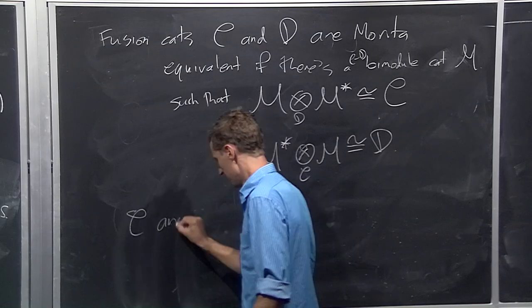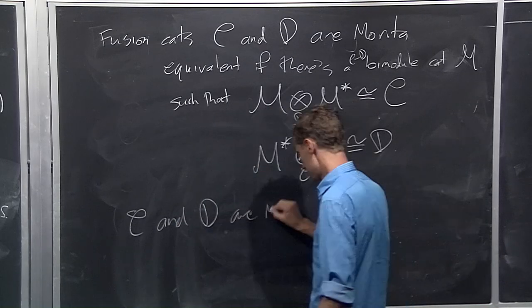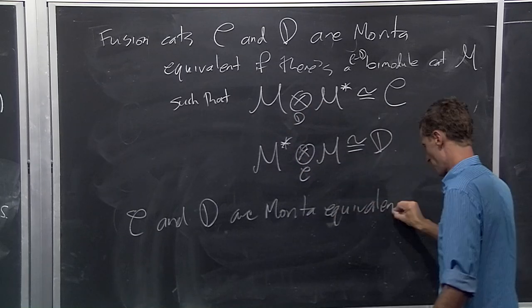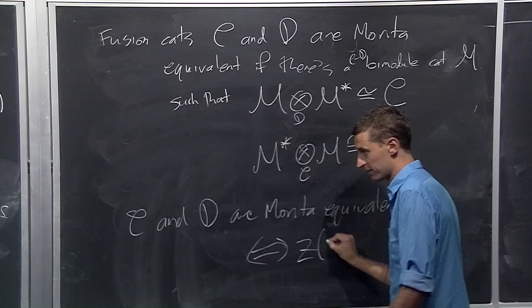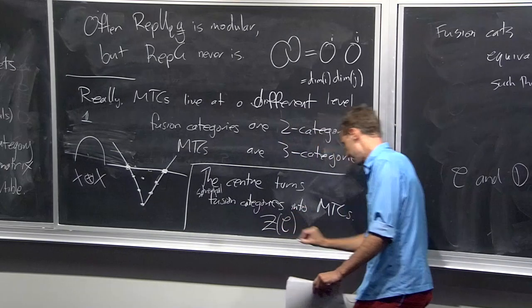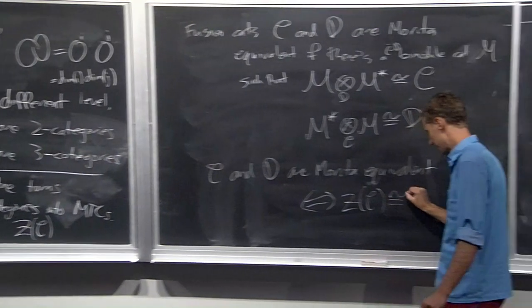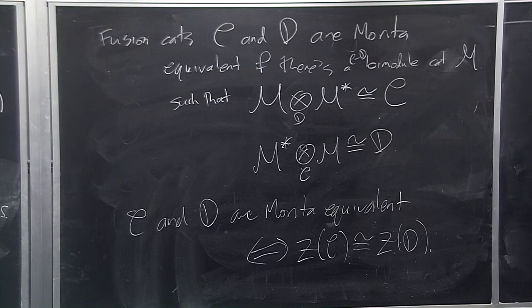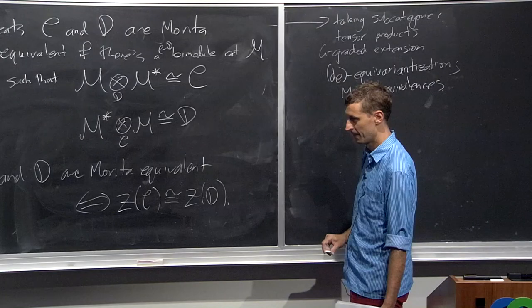C and D are Morita equivalent if and only if their centers, I'm going to use Z for the center, if and only if their centers are isomorphic.